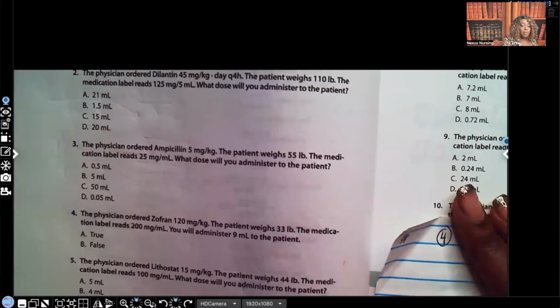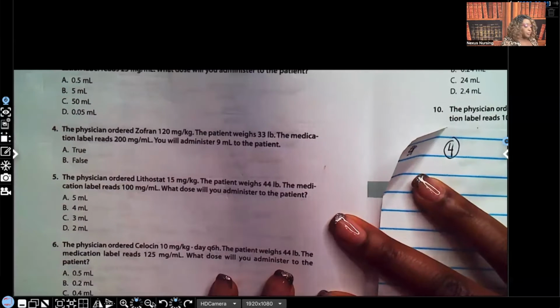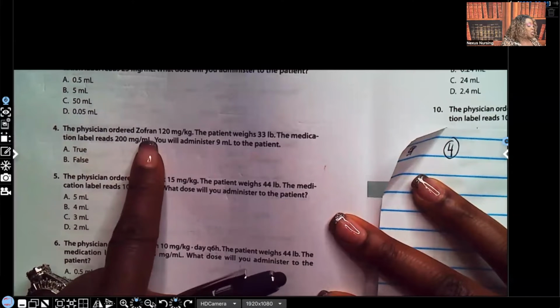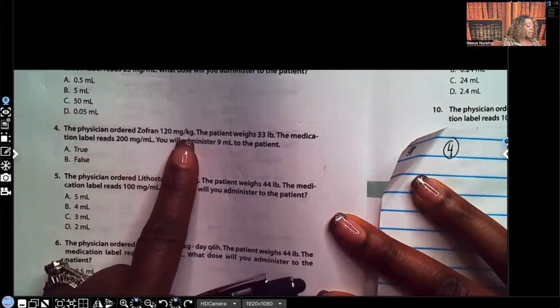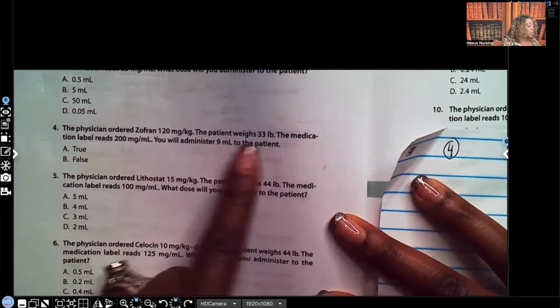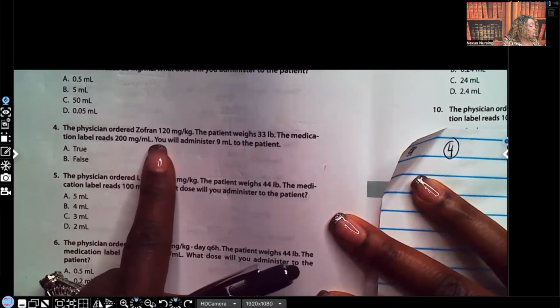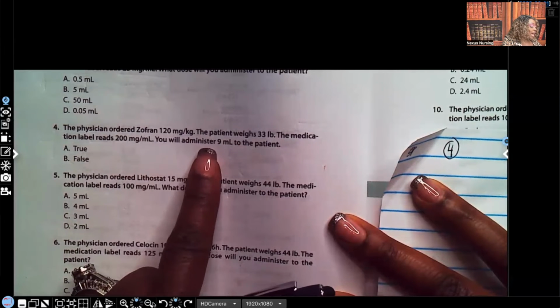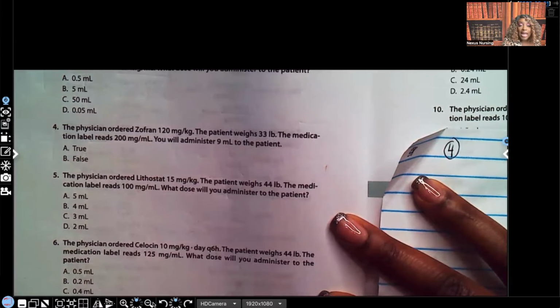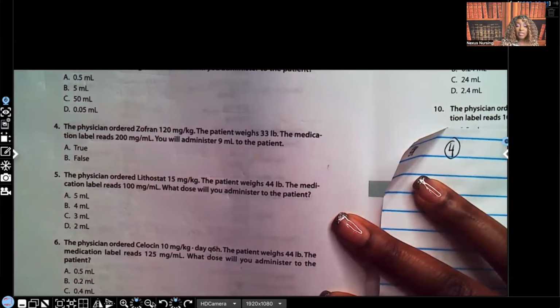Number 4. Look at the question. It says the physician ordered Zofran 120 milligrams per kilogram. Patient weighs 33 pounds. The medication label reads 200 milligrams per ml. You will administer 9 ml to the patient, true or false? I have no idea. Let's do this math and figure it out.